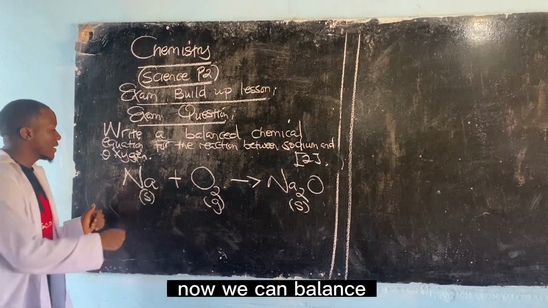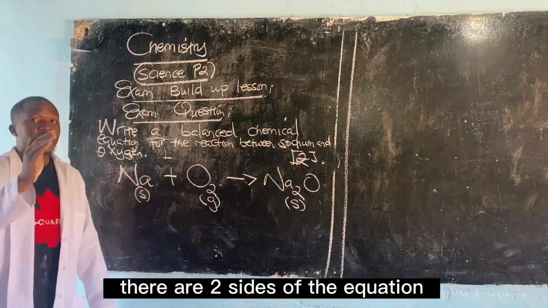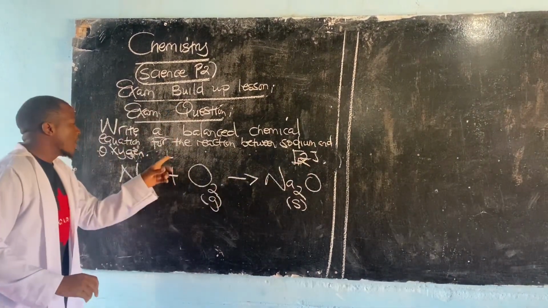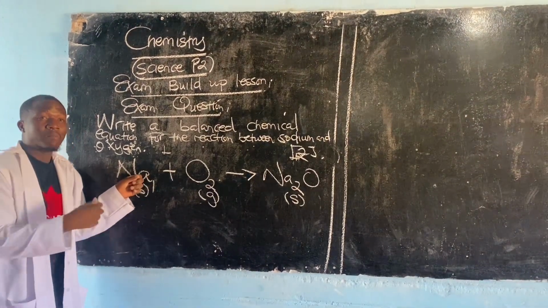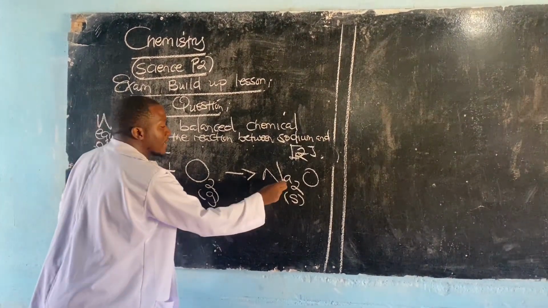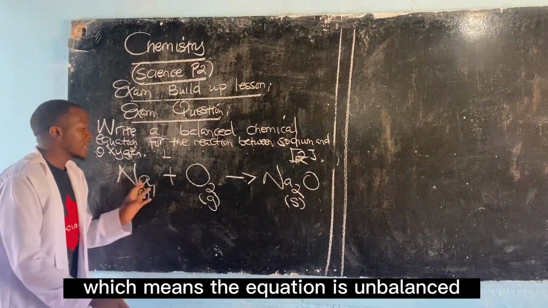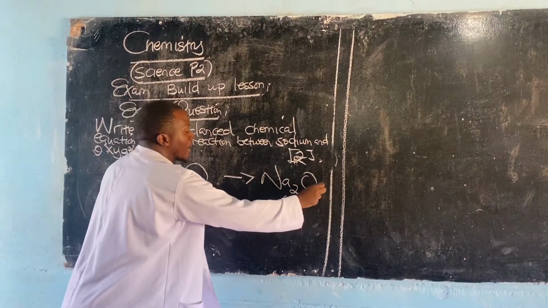Now we can balance. When balancing the chemical equation, there are 2 sides of the equation, on the left and on the right. So on the left, there is sodium, and this sodium has a 1, implying it has nothing. This sodium here has a 2, which means the equation is unbalanced. If we check oxygen, it has a 2 here, and here it has a 1.